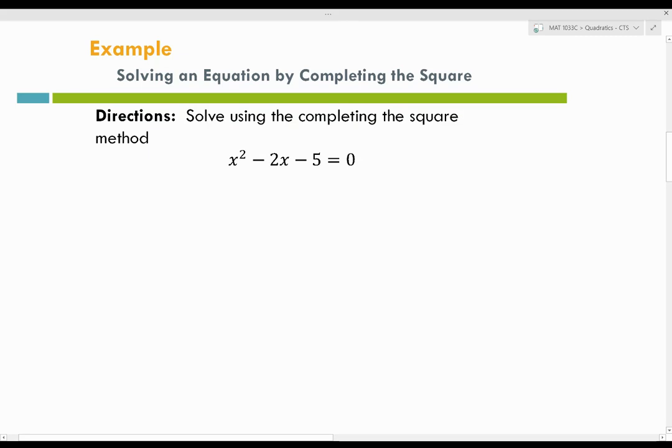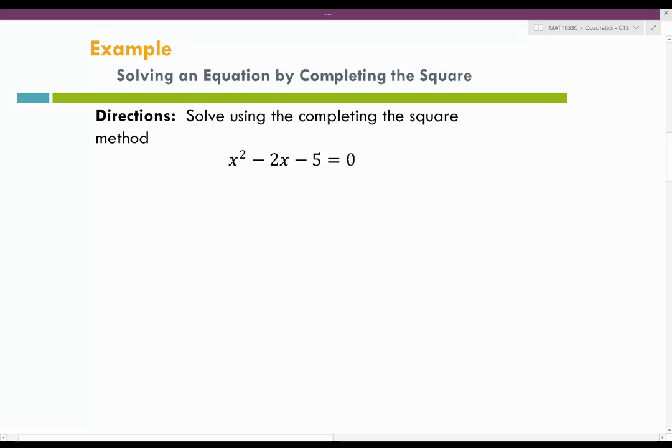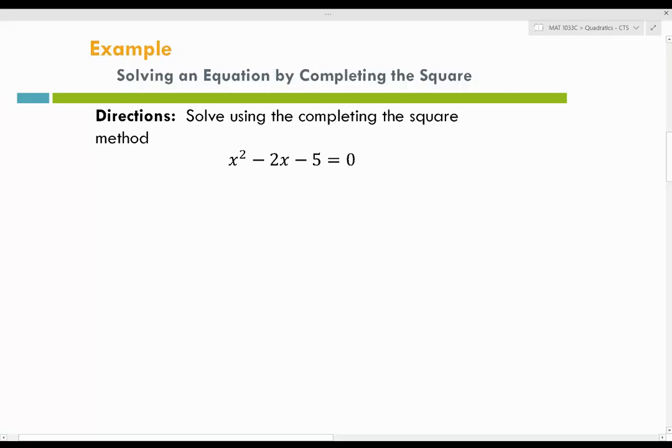The directions say to solve using the completing the square method, and we have x squared minus 2x minus 5 equals 0. So the first thing we're going to do is write our problem. Our steps told us that the first thing we need to do is make sure that our leading coefficient is 1. As I'm looking at my x squared term, the number in front of that is 1, so I'm good.